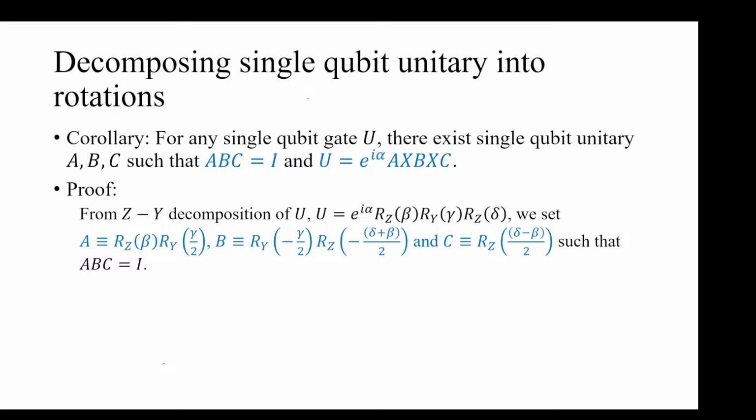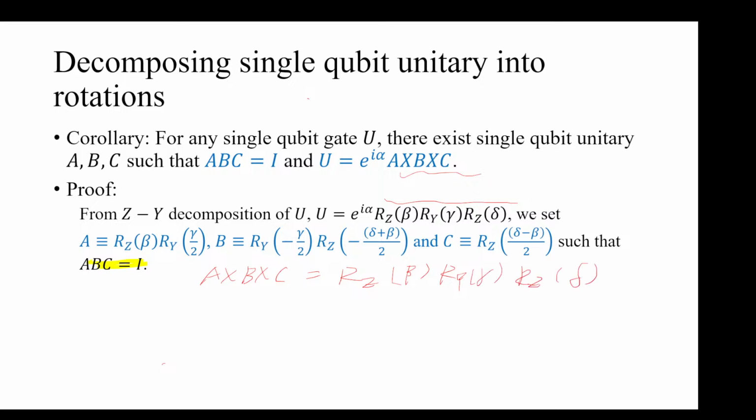Basically we have two things to check. We need to check A B C multiplied together equals identity, and e to the i alpha A X B X C equals your unitary. So two things to check. First one is ABC equal to identity, and then the second one is to check U equal to this thing. But we already have U equal to this decomposition of beta, gamma, delta here. So basically we want to check this part equal to this part: ABC equal to identity and AXBXC equal to RZ beta, RY gamma, and RZ delta.